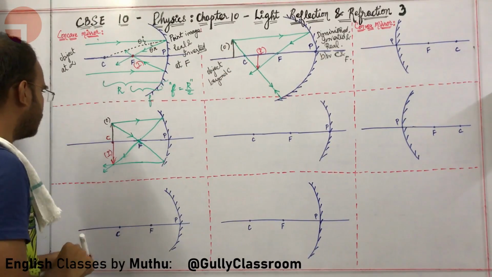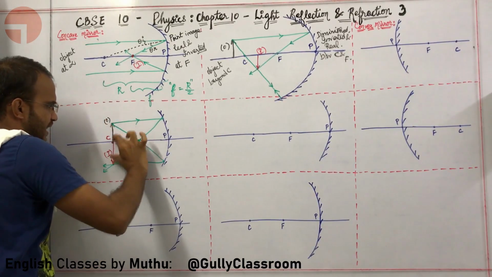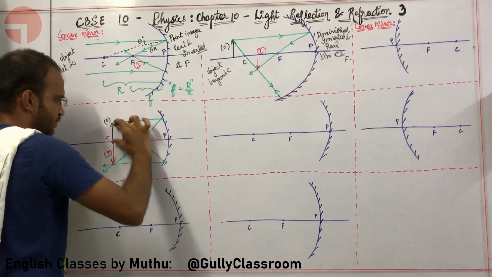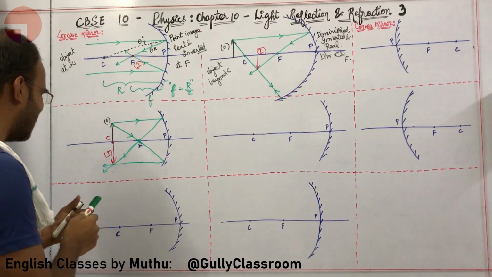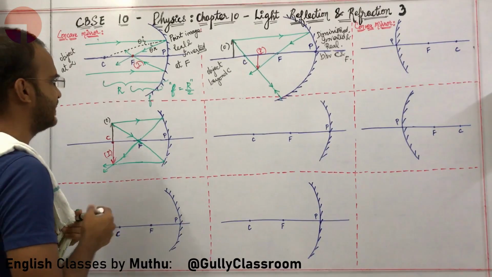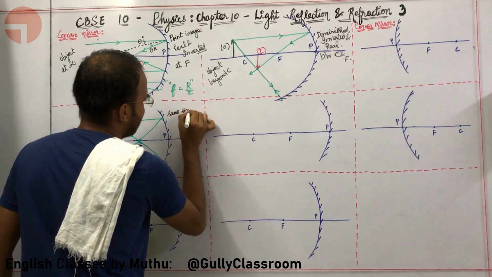If you notice carefully, there is something really beautiful here. The image and the object are of the same size. So at C, the image and the object are of the same size. Obviously, the image is real and inverted. So I am getting a same-sized image at C.